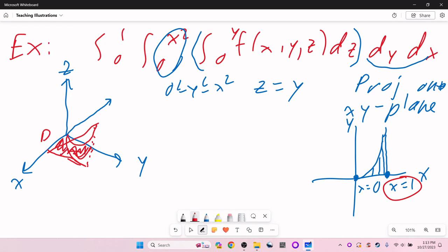Now, what if we want to reorder this? For some reason, we need to do it in a different order. Well, what we can do is we can try to project this onto the YZ plane. Excuse me. So we will smash it against here, thus getting rid of the x first.